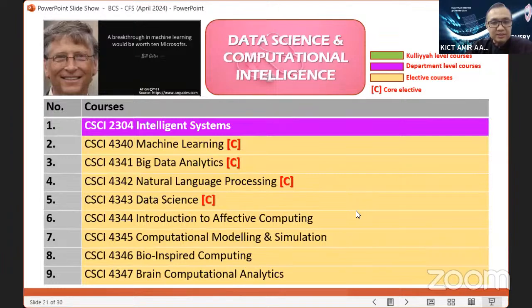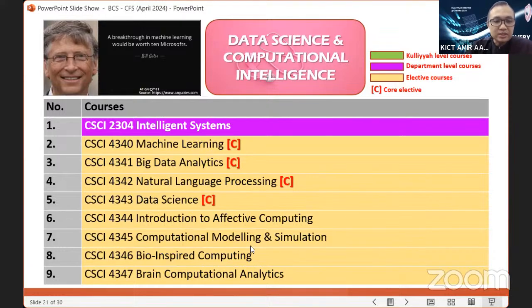And finally, we'll go to the last specialization that we have here at the department. So this is kind of different from the other 2 because the requirement to get into this specialization is intelligence systems, which at this current moment is only offered to Bachelor in Computer Science students. Okay, so if you want to go for this concentration, data science and computational intelligence, then you need to complete 4340 machine learning, 4341 big data analytics, 4342 natural language processing, and 4343 data science. So if you complete these 4 as your specialization core elective, then you will get data science and computational intelligence concentration or specialization on your transcript.